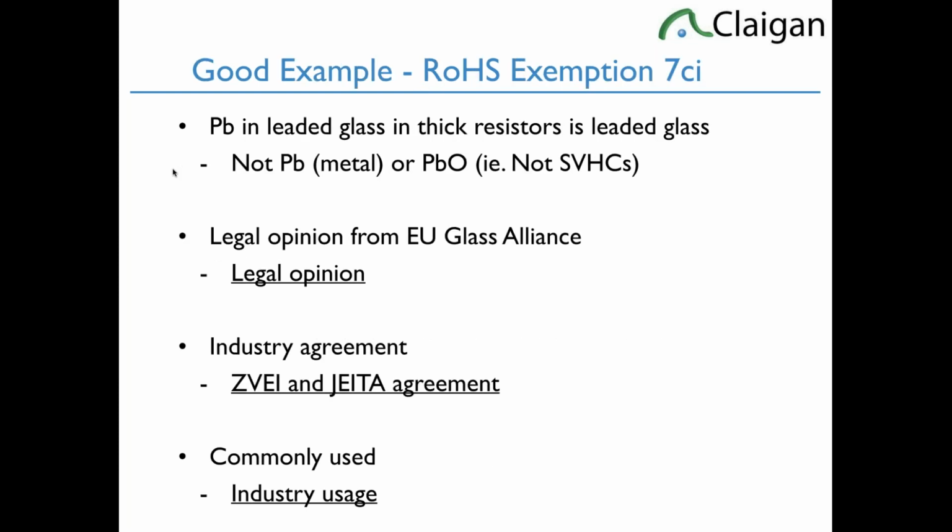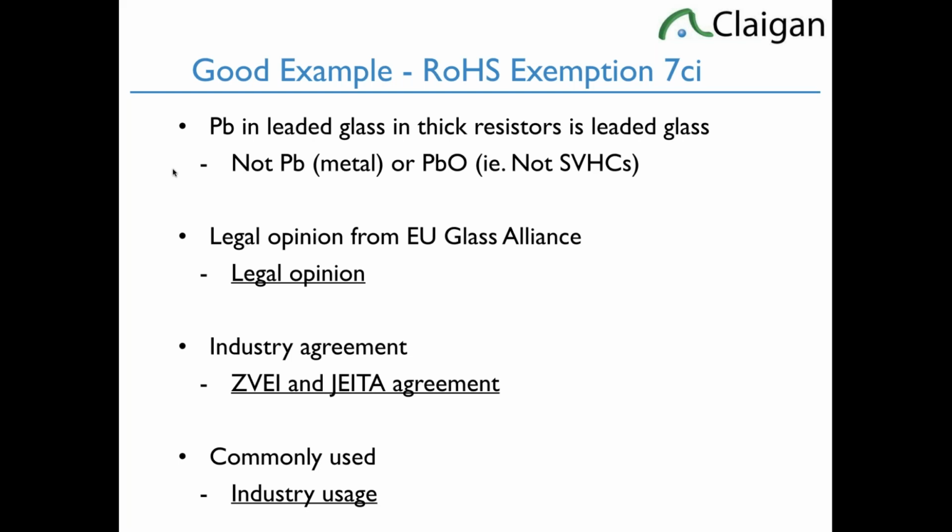Okay, so a good example of their limitations. This one comes up all the time. Lead in leaded glass in thick film resistors is leaded glass. It is an unknown and variable composition. It has its own chemical number. It is a different chemical from lead metal or lead oxide. So even though the lead oxide is what's used to create the glass in the thick film resistor, it's leaded glass at the end of the day. It's a different CAS number than lead or lead oxide, so they're not SVHCs. So if you have a thick film resistor and somebody reports lead or lead oxide, those are not declarable SVHCs, actually. It's leaded glass.